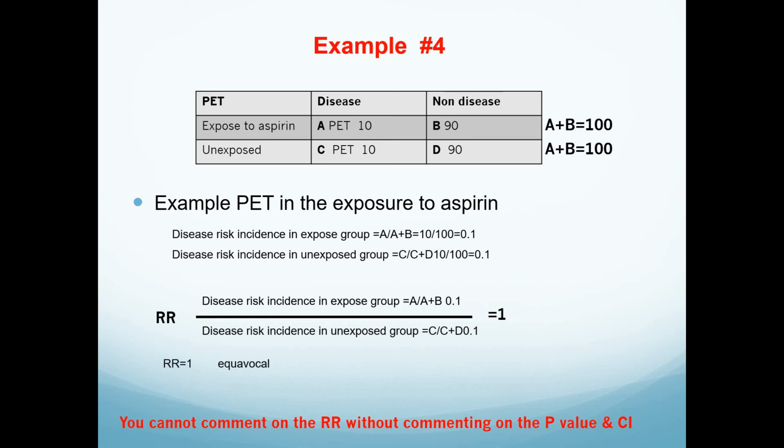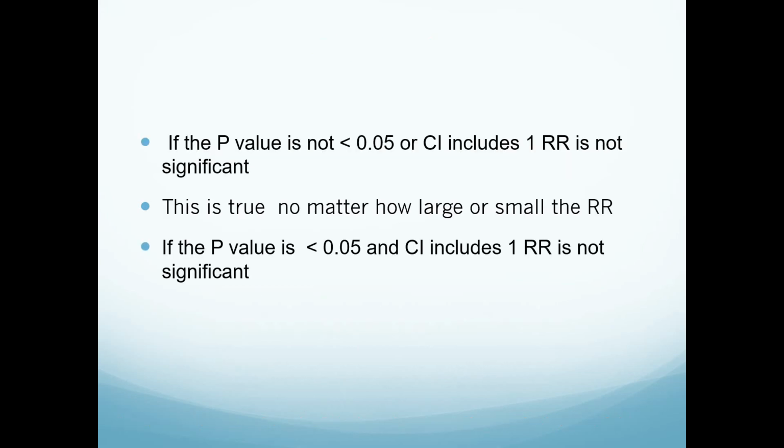Assuming the same example, 10% of the patients developed BET in the interventional group, and 10% developed BET in the non-interventional group. That means relative risk equals 10 divided by 10, which is equal to 1, which is equivocal. That means it doesn't matter whether we give the patient aspirin or we don't, the result will be equivocal. So the relative risk equal to 1 is telling us that there is no benefit from the intervention.